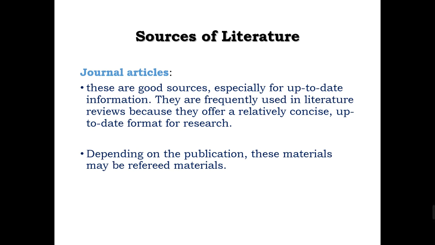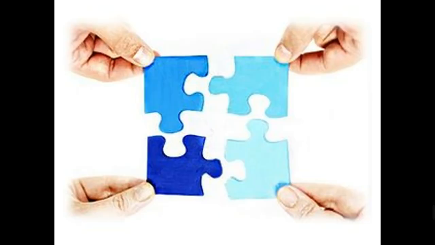They are frequently used in literature reviews because they offer a relatively concise, up-to-date format for research. Depending on the publication, these materials may be refereed materials. So journal articles are highly recommended for all types of research, especially scientific research. So this will fill the gap.